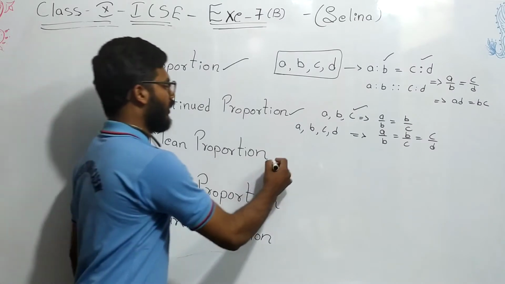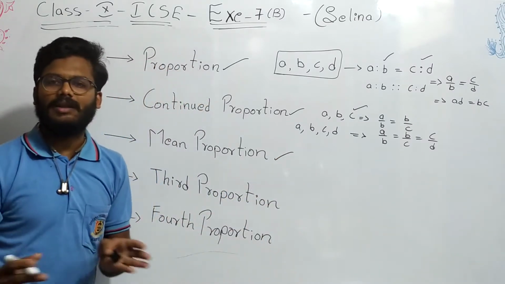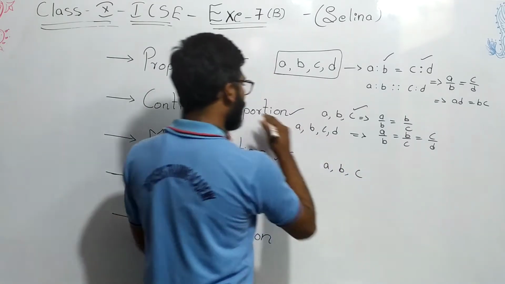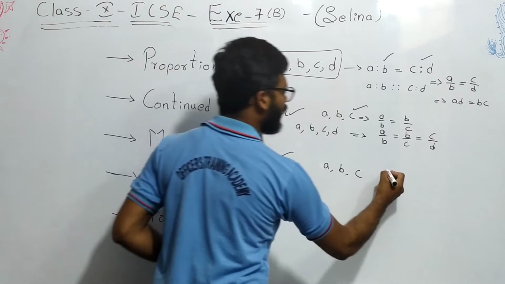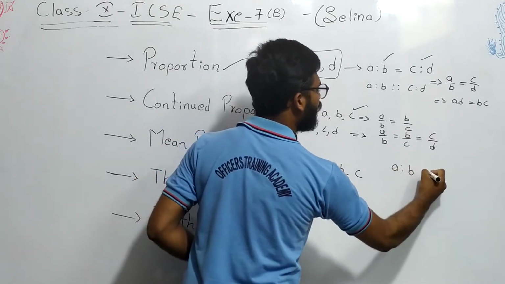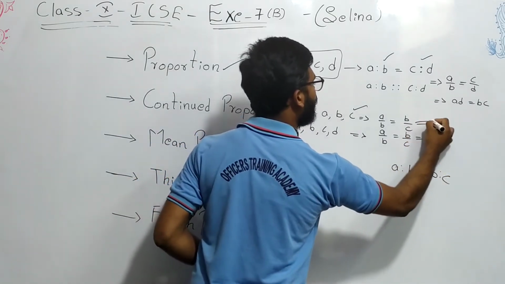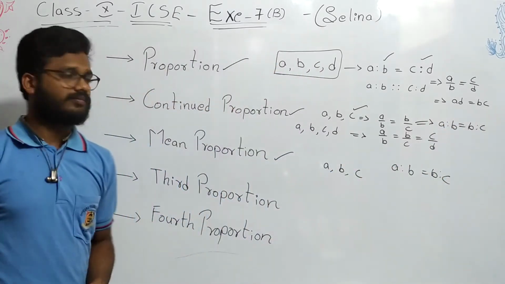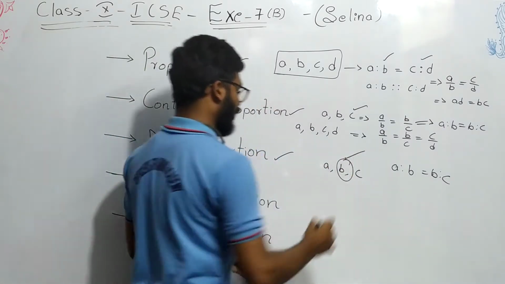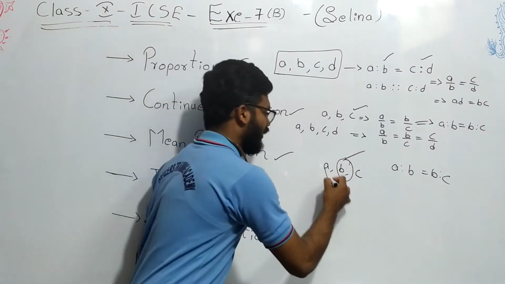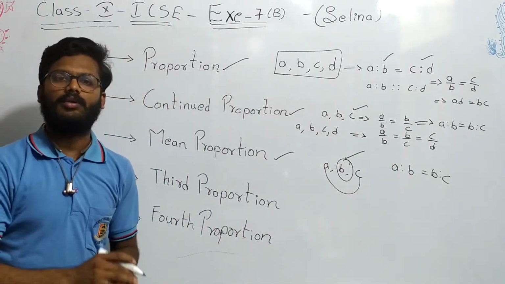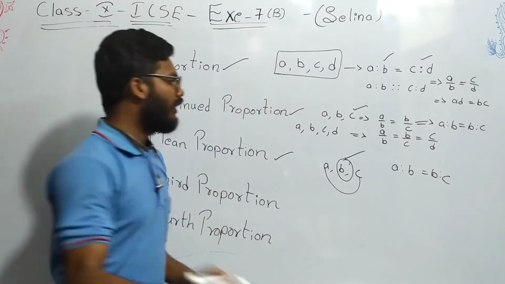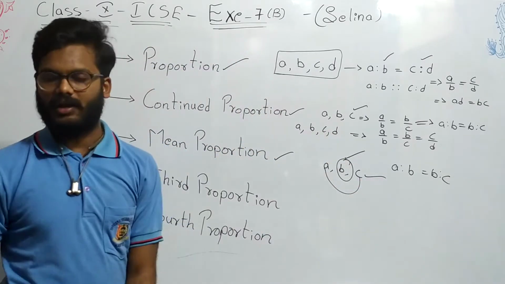Next, coming to the third one, mean proportion. We know mean is nothing but middle term. So, if A, B, C are in continued proportion, that implies A is to B is equal to B is to C. Here A by B is equal to B by C, nothing but A is to B is equal to B is to C, right? Then B is called the mean proportion to A and C. B is the mean proportion to A and C. Otherwise, if B is the mean proportion to A and C, then A, B, C should be in continued proportion.